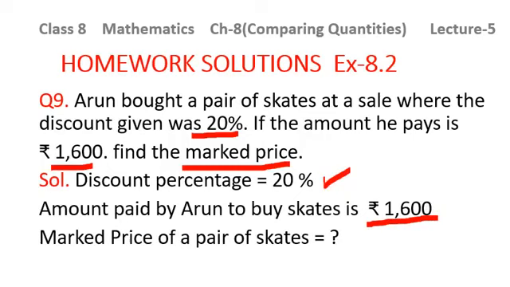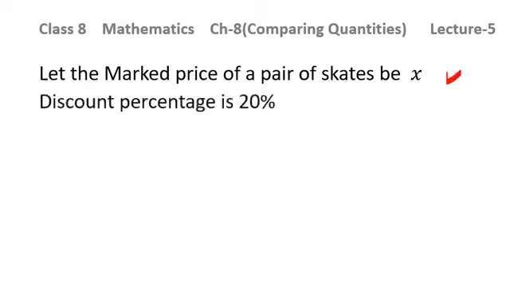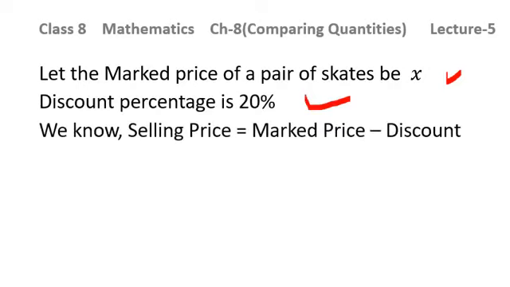We need to find the marked price of the pair of skates, and we know that amount paid by Arun means SP is given to you and discount is given to you in percentage, and we know the formula. Let us see how we will proceed. Let us suppose the marked price of the pair of skates is X. We do not know, so we have taken it X, or you can take any unknown variable. Then discount percentage is 20%. We know selling price is given by marked price minus discount.